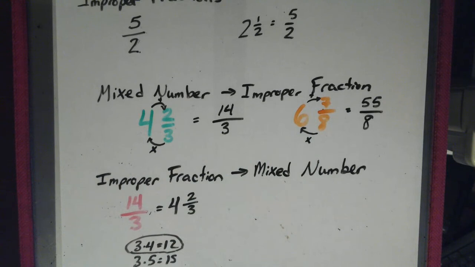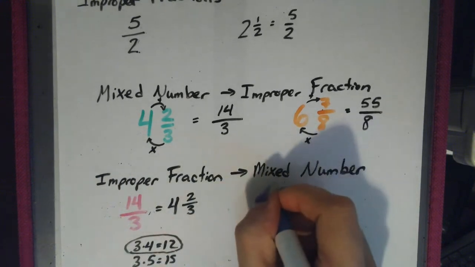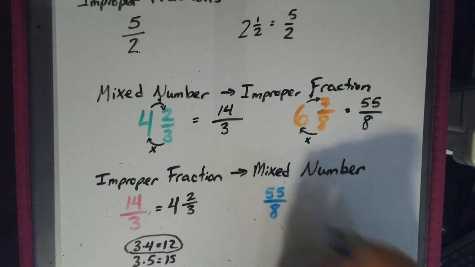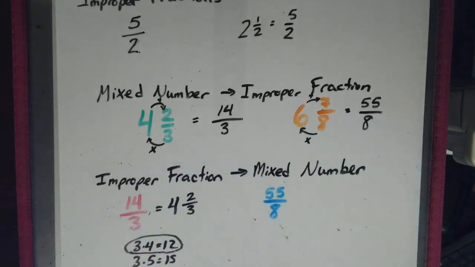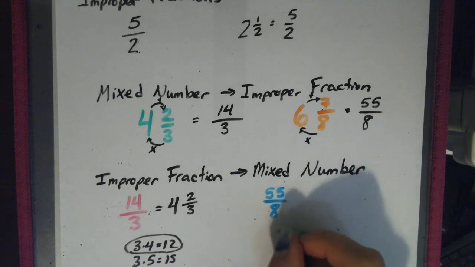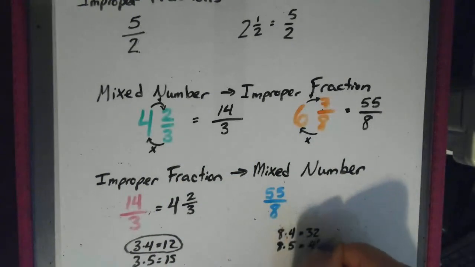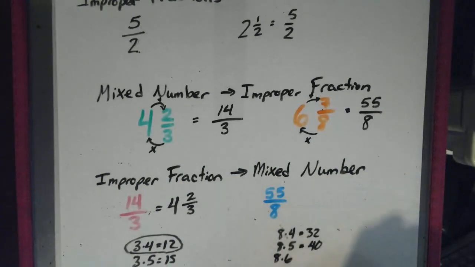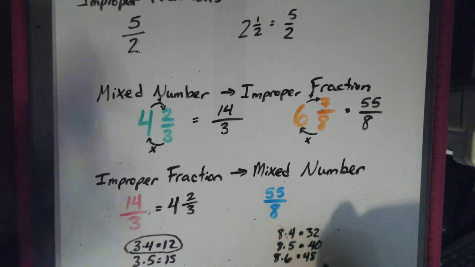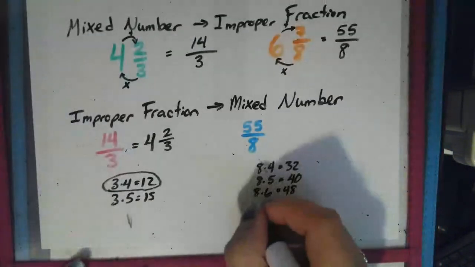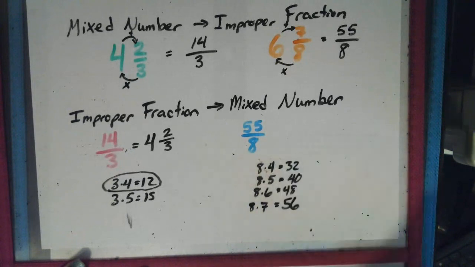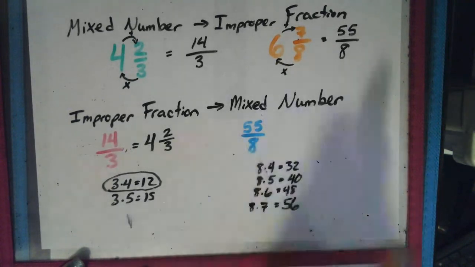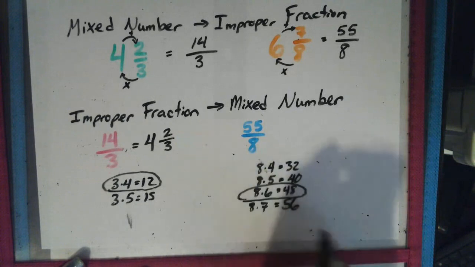And then let's try this last one. If we have 55/8, we need to figure out how many times does 8 go all the way into 55. Well, I know I can go quite a few times. What's 8 times 4? That's 32. 8 times 5, that's 40. 8 times 6, that's 48. What about 8 times 7? That's 56. Nope, we don't have 56. We only have 55 of them. So this is the one we're going to have to use.